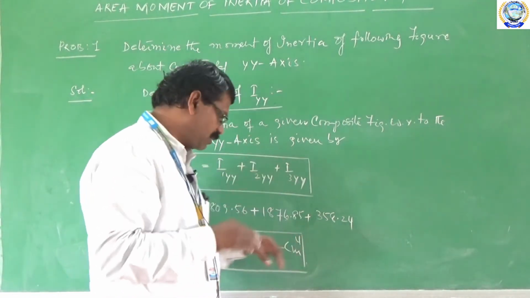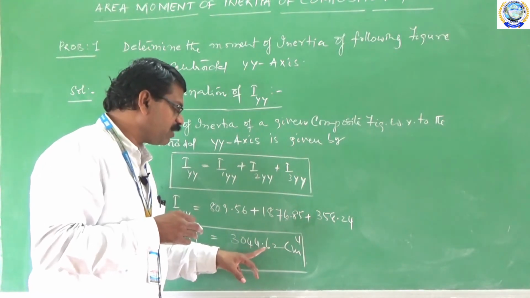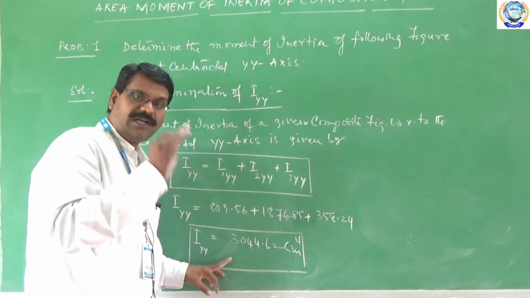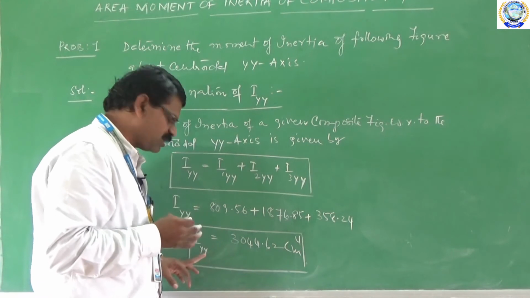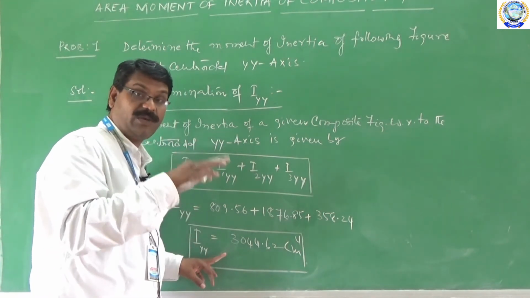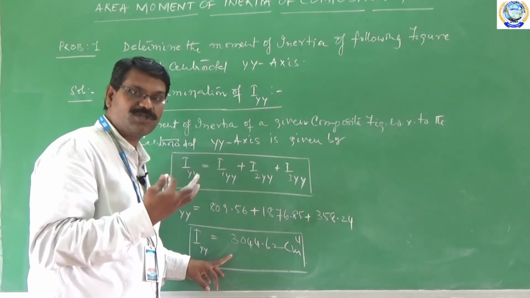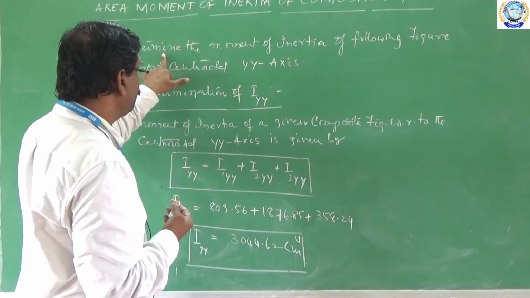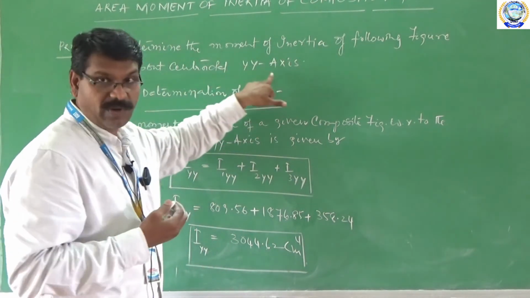After adding three of them, we will get I is equal to 3044.62 centimeter to the power of 4. This is the ultimate answer, which is called moment of inertia with respect to centroidal YY axis. This is the way to find the solution of moment of inertia of a given problem, as we were asked to determine the moment of inertia of the following figure about centroidal YY axis.